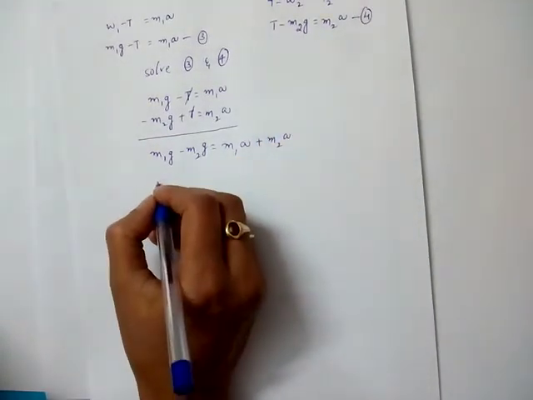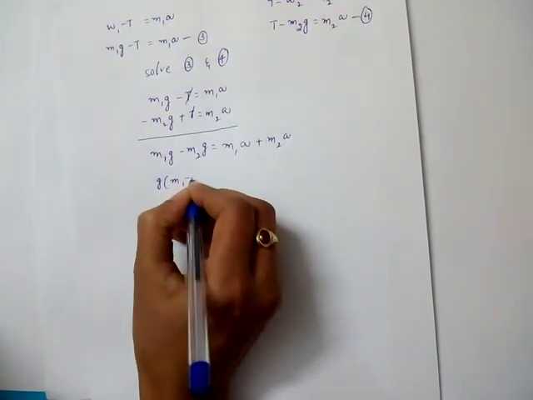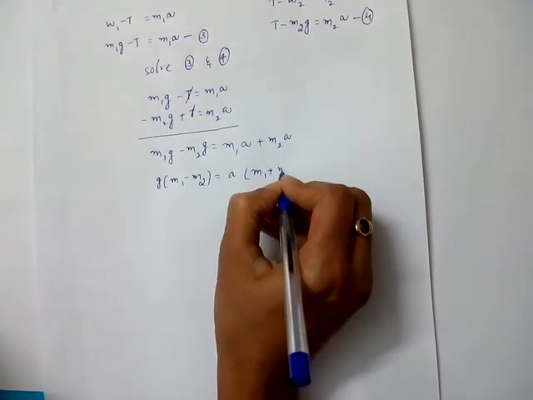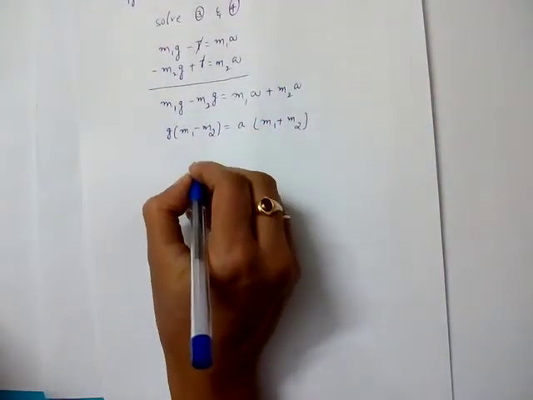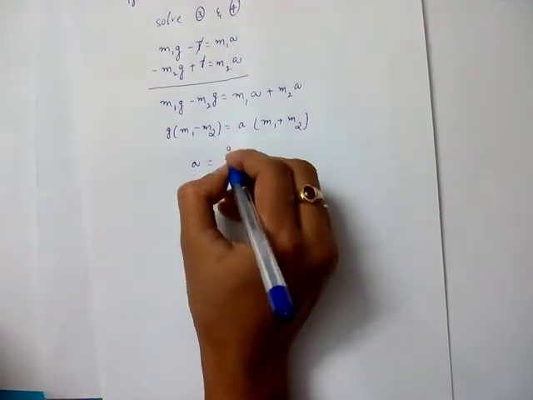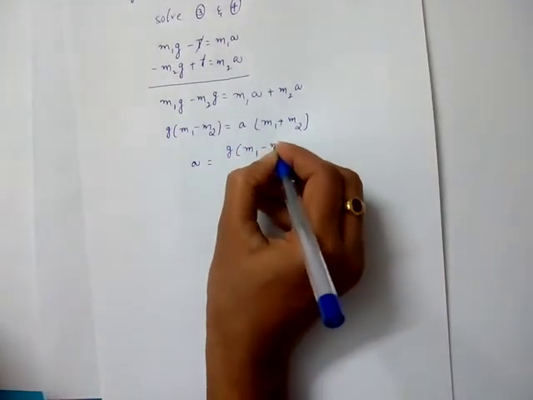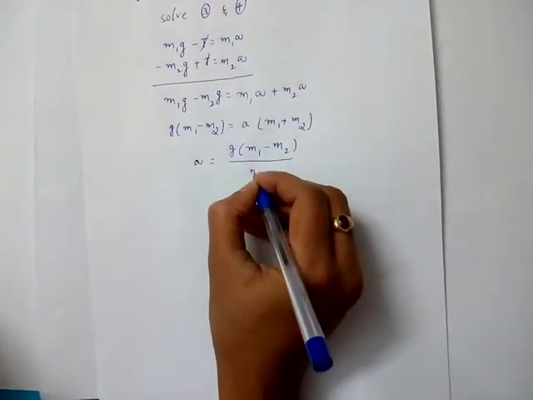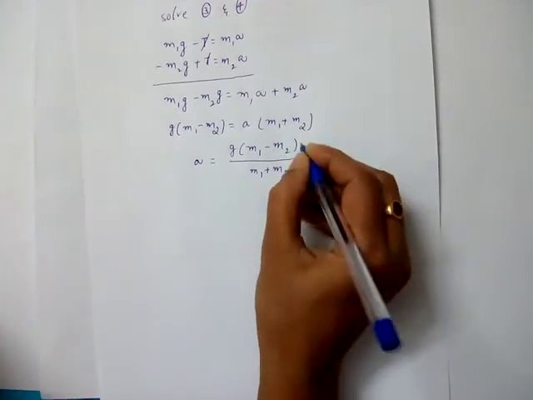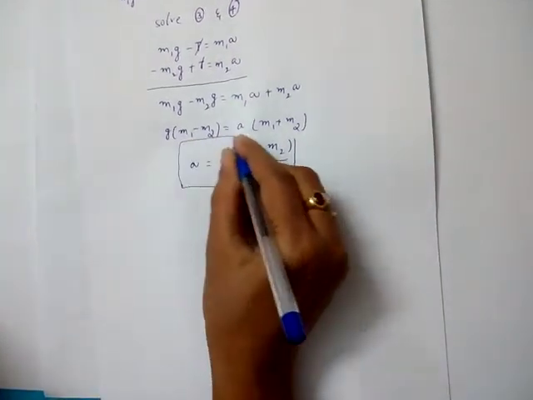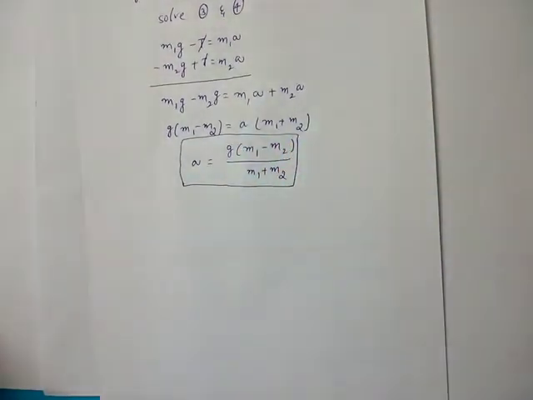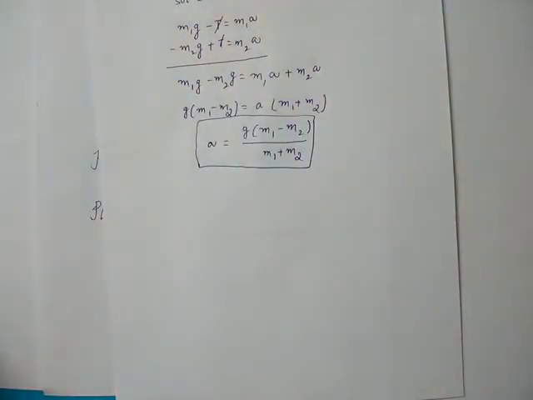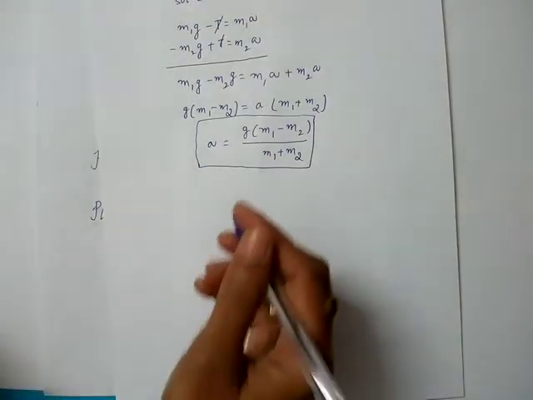Now you can take G common. M1 minus M2 is equal to, you can take A common, M1 plus M2. So A is equal to, acceleration will be equal to G into M1 minus M2 by m1 plus m2. So by using this formula you can find acceleration value. So substitute this acceleration value in any of the equations to find tension.